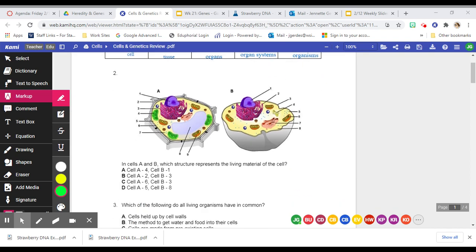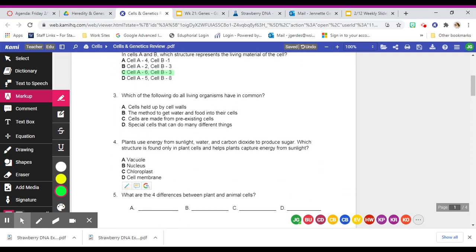Question two. I believe there's a typo on question two, and it should have said something like that lets the living material in and out of the cell. So if we think about what is the organelle that lets living things in and out of the cell, it should be the cell membrane. And remember, on the plant cell, it's inside of the cell wall. And on the animal cell, it's the line that goes around the animal cell. So in that case, it should be answer choice C. So number two should have been C.